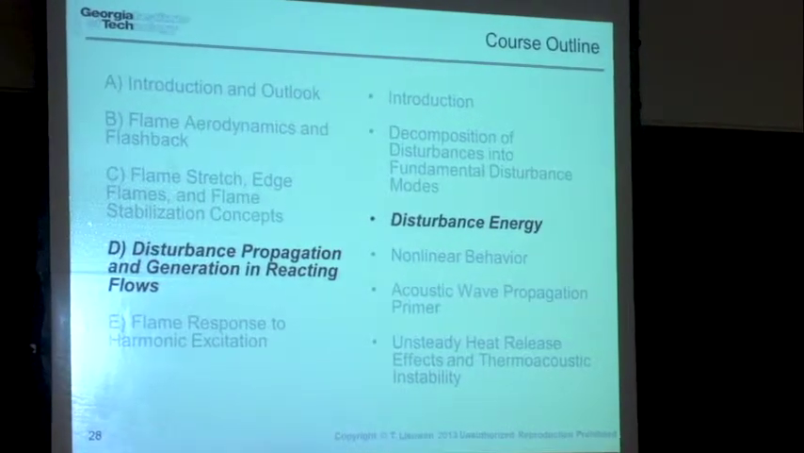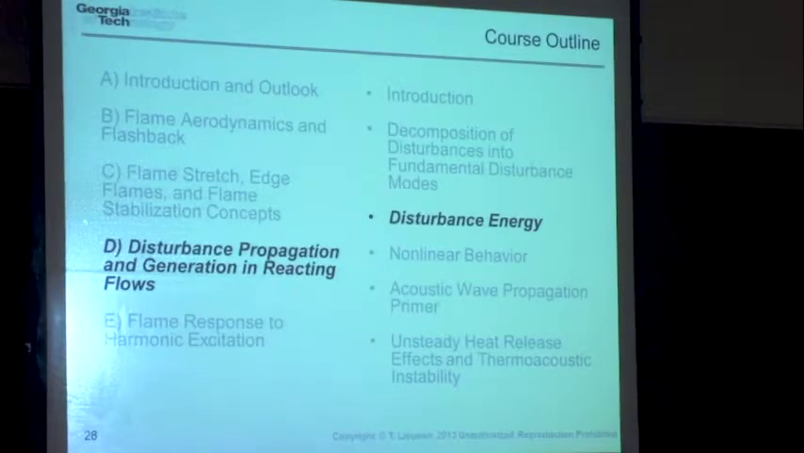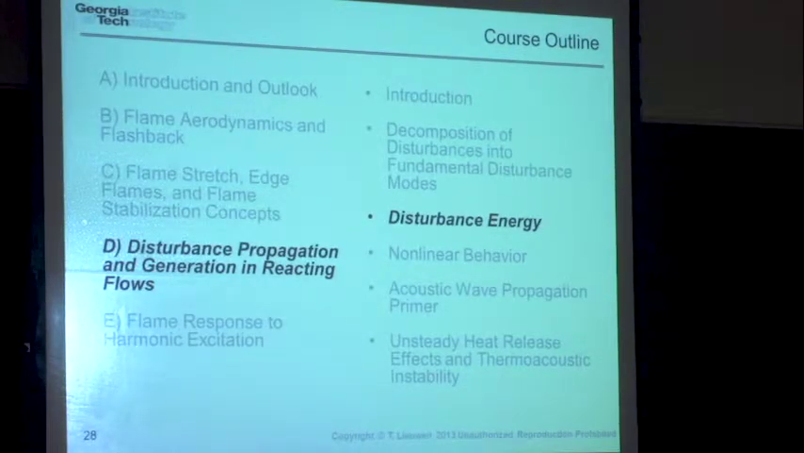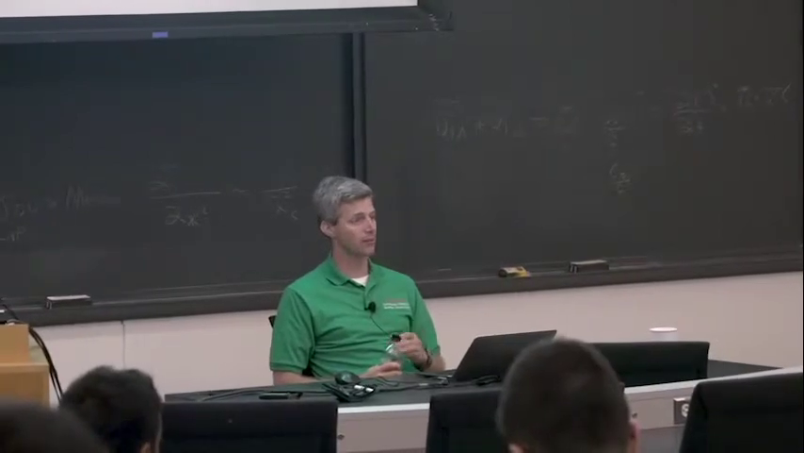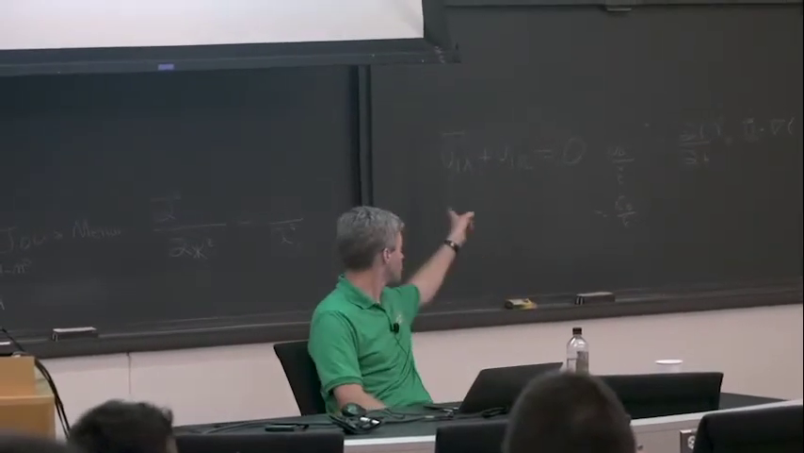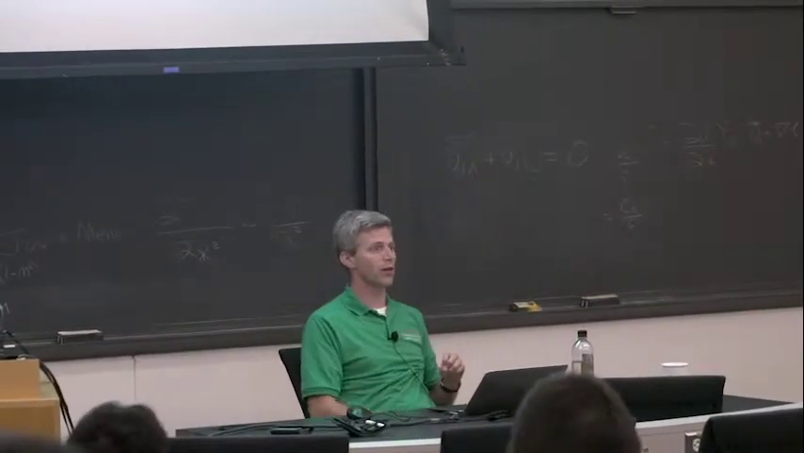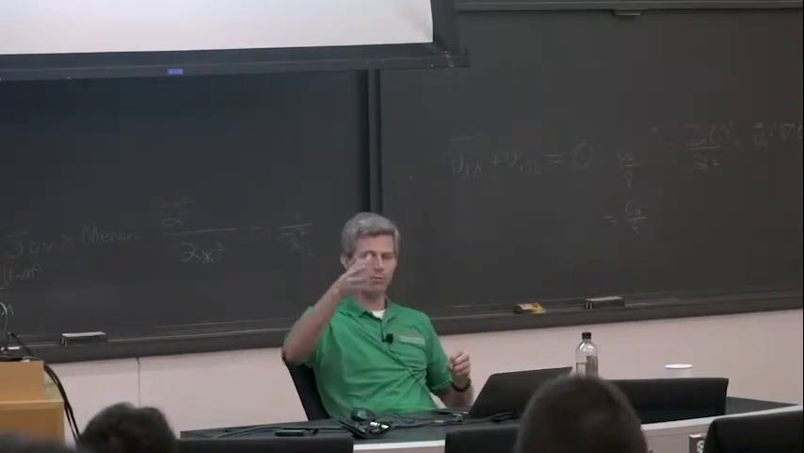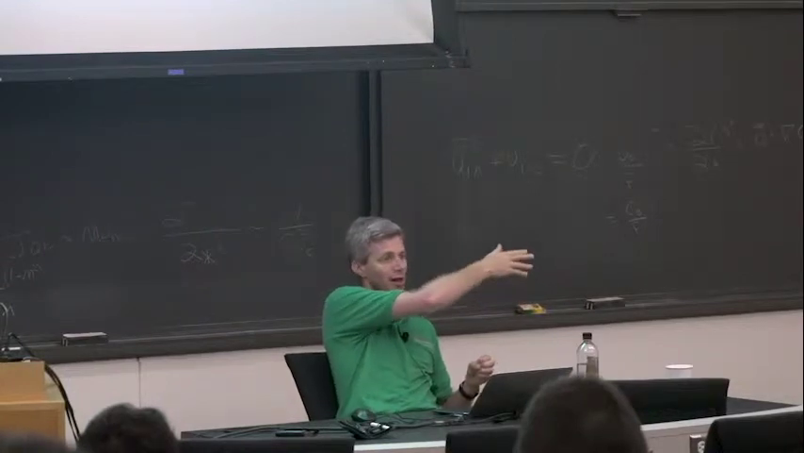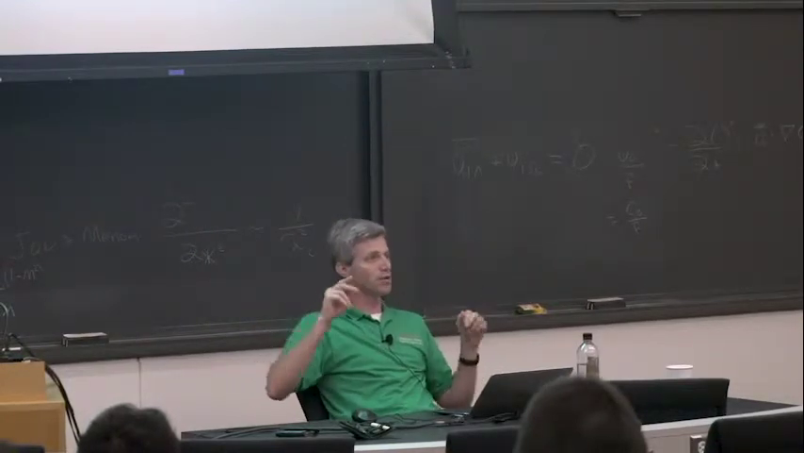Sorry, yes? Maybe for those of us who don't know, how would you excite that? How would you create it? So physically, the way an entropy disturbance would manifest would be a fluctuation in temperature or a fluctuation in density. If I had an entropy mode generator, I would take a little burner, turn it on, turn it off, turn it on, turn it off, and I would see packets of hot and cold gas convecting by me. Those would be entropy disturbances.